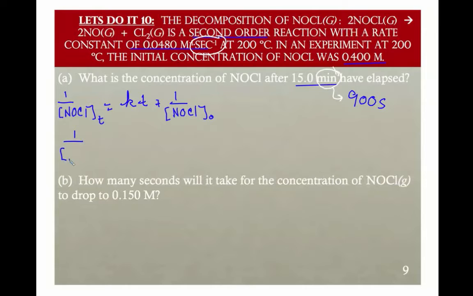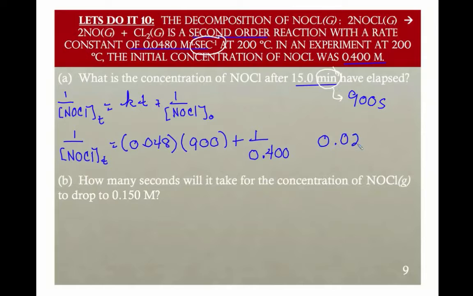So this is my unknown, NOCl at time t. I'm going to plug in K, 0.048. Now that I've made sure that it matches with my t, I'm just ready to do a little bit of algebra. So really, that's all there is. These aren't hard as long as you realize that you're dealing with the integrated and not the differential rate law expression. So if I solve for that, my unknown is 0.0219 molar after 900 seconds. That's how much would remain.